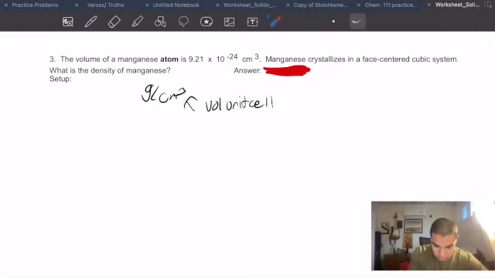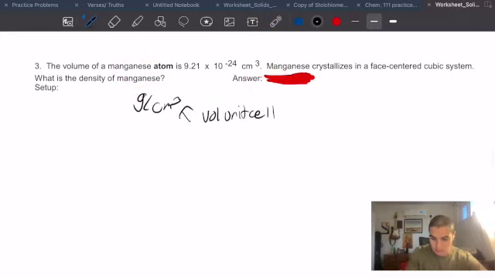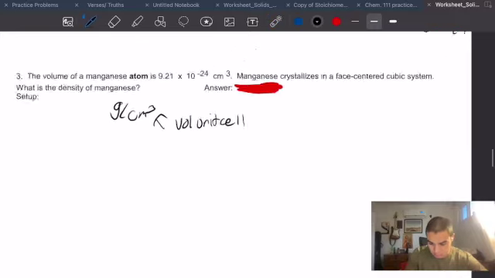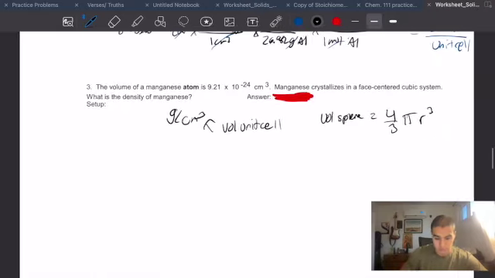Now, I'm thinking to myself, are we given the volume of the unit cell? We're given the volume of the atom. And we know that the equation for the volume of a sphere is 4/3 pi r cubed. What else do we know?